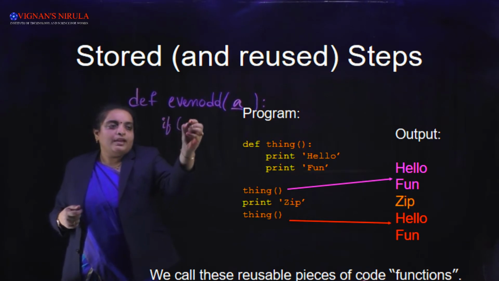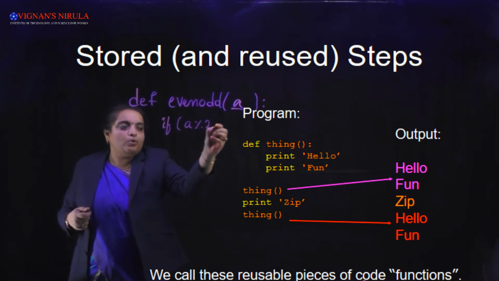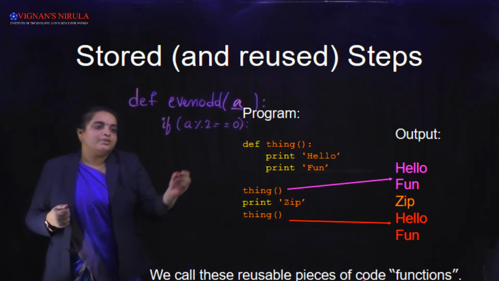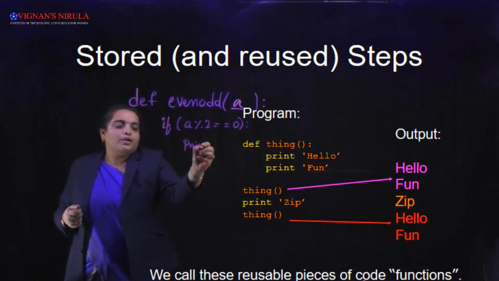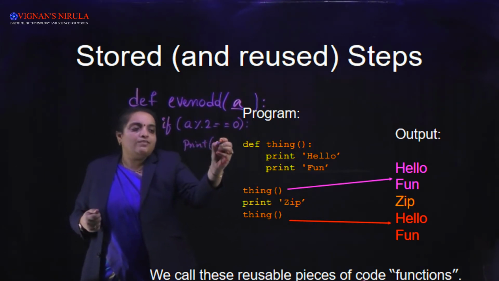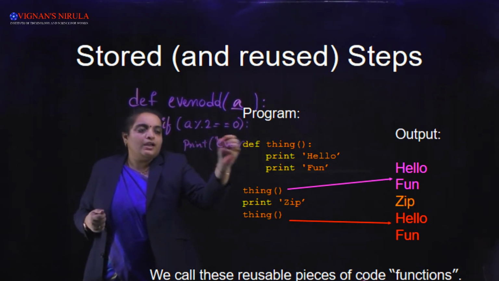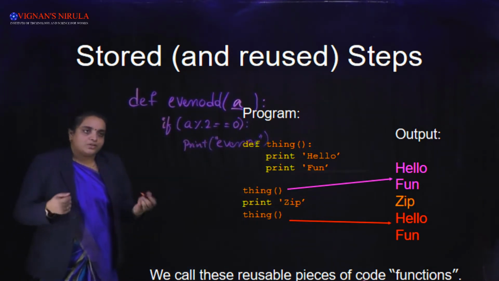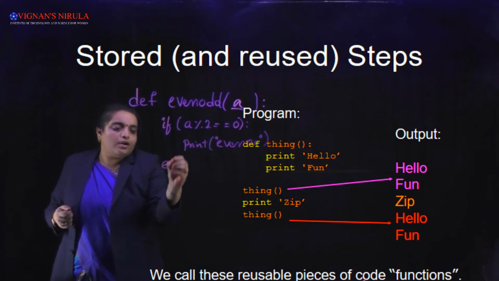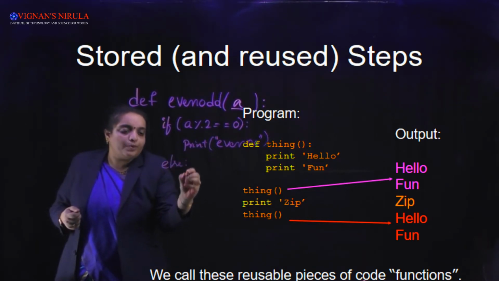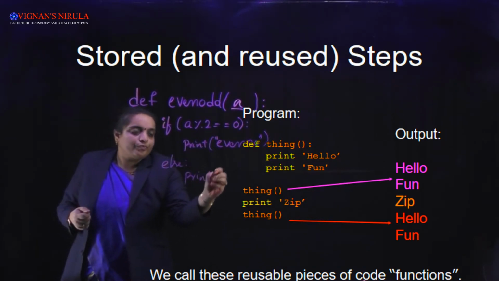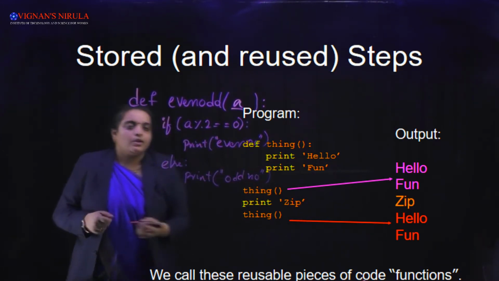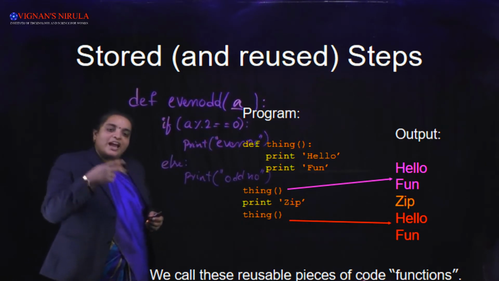If a modulo division by 2 is equal to 0, what will happen? Just print even number. Else it is an odd number, so print odd number. Okay, so this is the function which we have defined now.